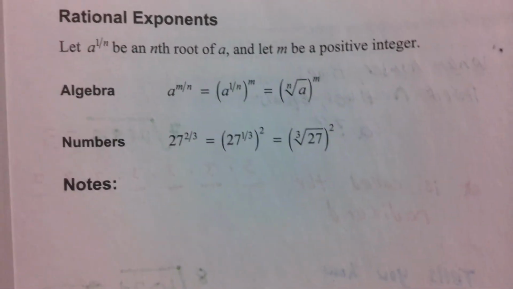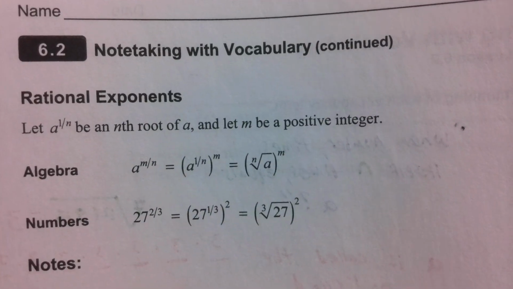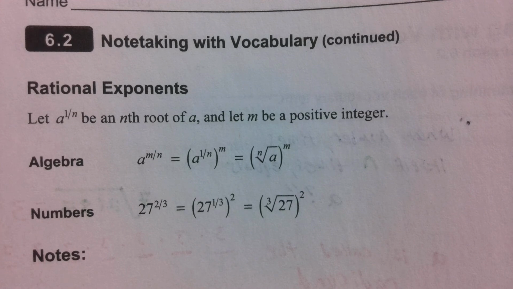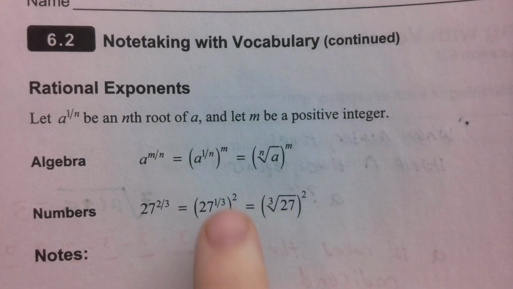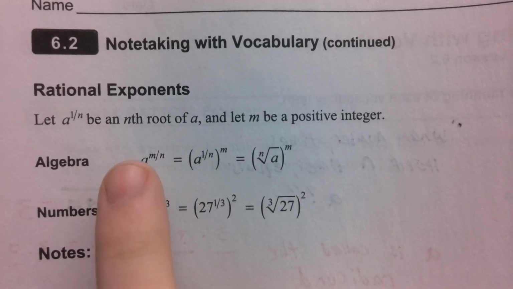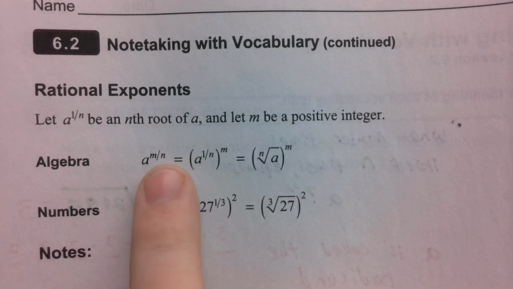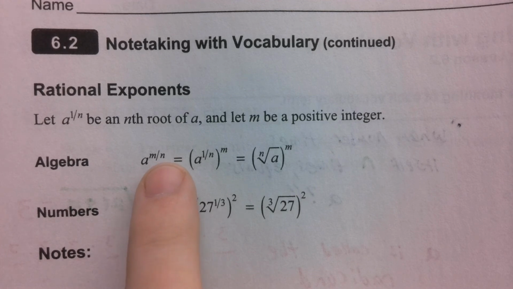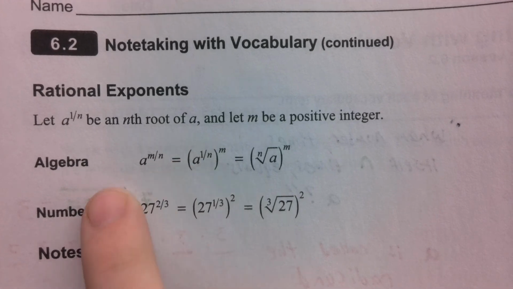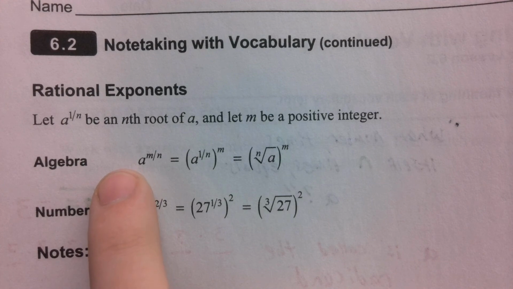This is where the last part of the notes come in, up here. Rational exponents, which you might hear me call fractional exponents. Rational numbers are just numbers that can be fractions. Here's the rule. If you have some number raised to a fractional exponent, you know that the denominator of that fraction is going to become your root symbol.